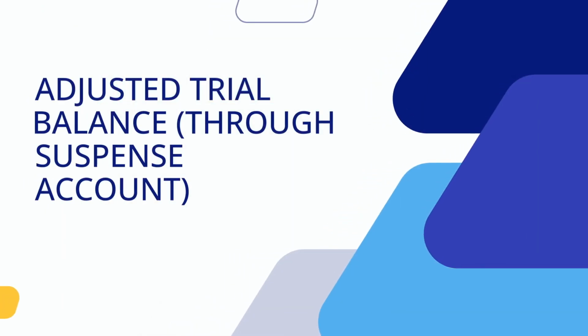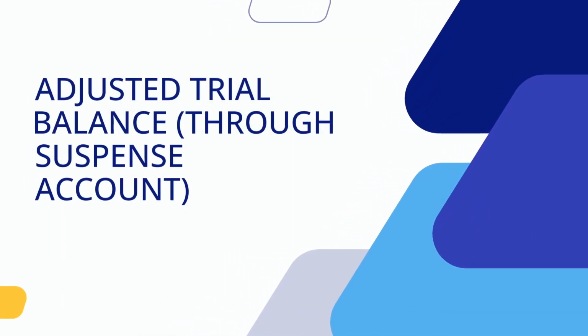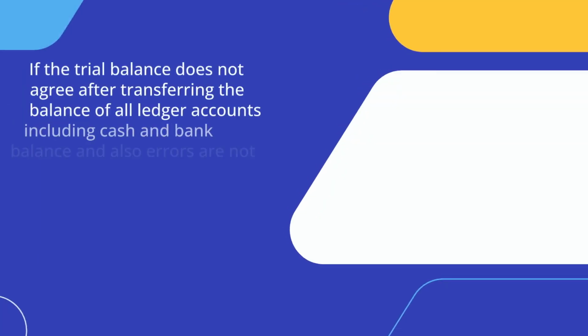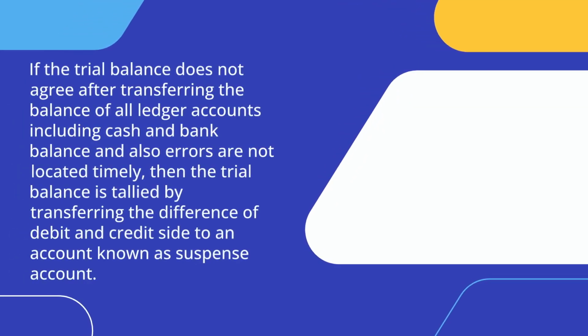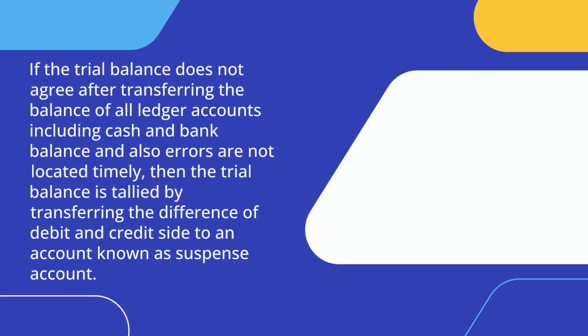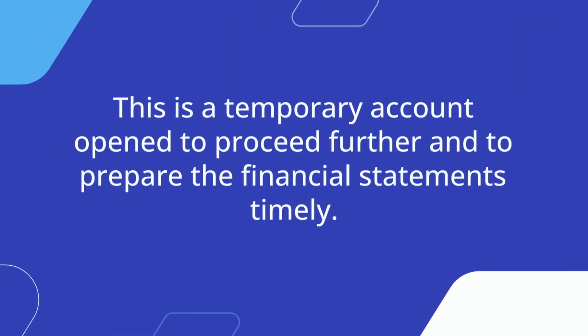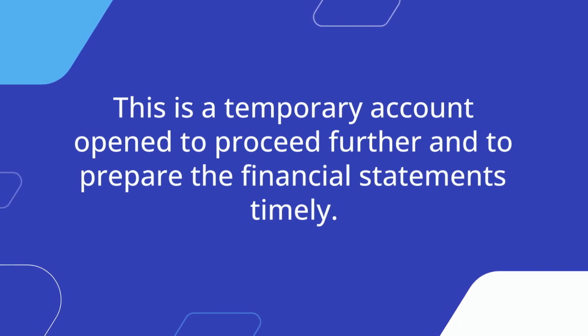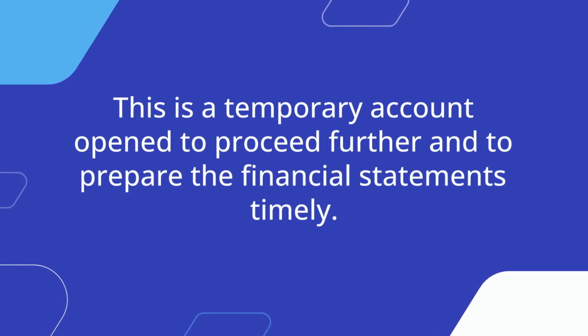Now, let's learn about adjusted trial balance through suspense account. If the trial balance does not agree after transferring the balance of all ledger accounts, including cash and bank balance, and also errors are not located timely, then the trial balance is tallied by transferring the difference of debit and credit side to an account known as suspense account. This is a temporary account open to proceed further and to prepare the financial statements timely.